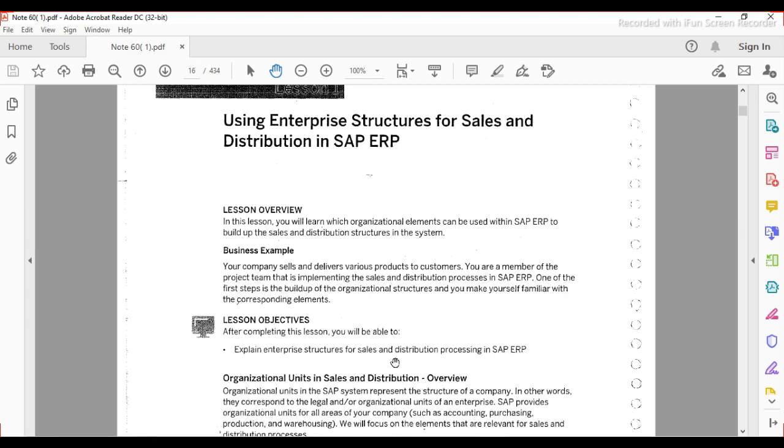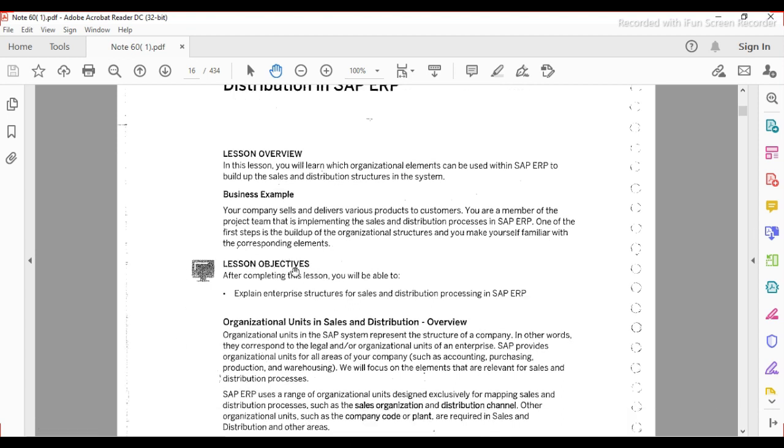Now this is the business example. Suppose your company sells and delivers various products to customers, and you are a member of the project team that is going to implement the sales and distribution process in SAP ERP. Your first responsibility as an SD consultant is to set up the org units that are relevant for the sales process. Once you are familiar with this, you can easily configure and customize the org units for sales and distribution. That is the business example.